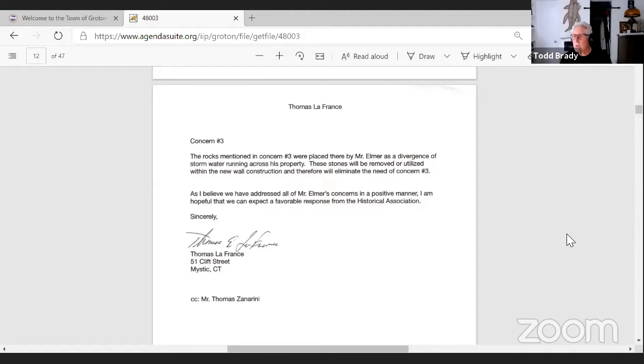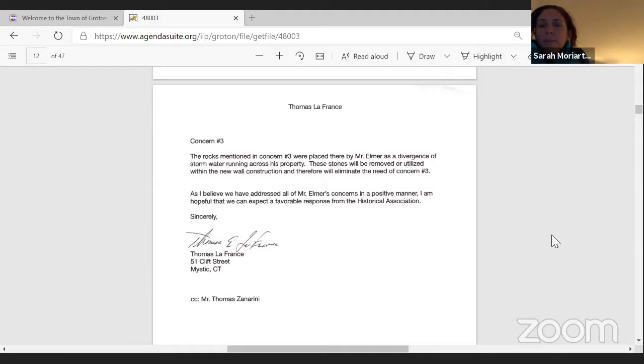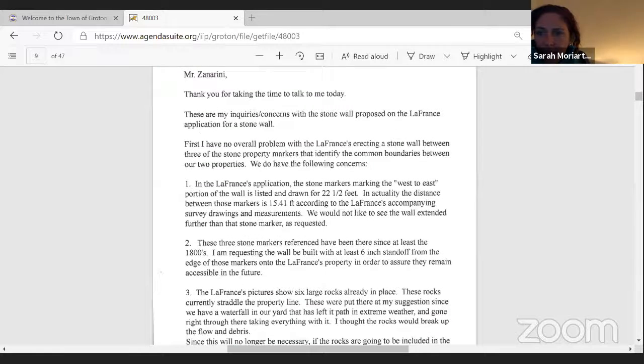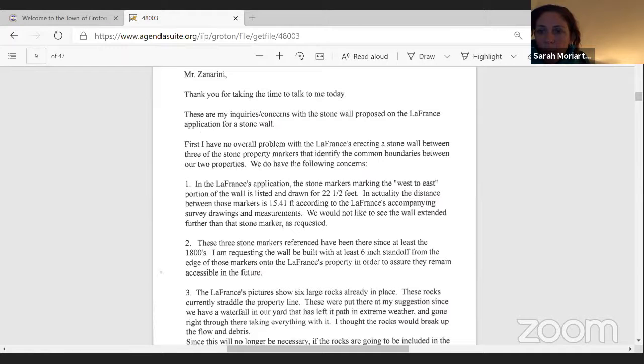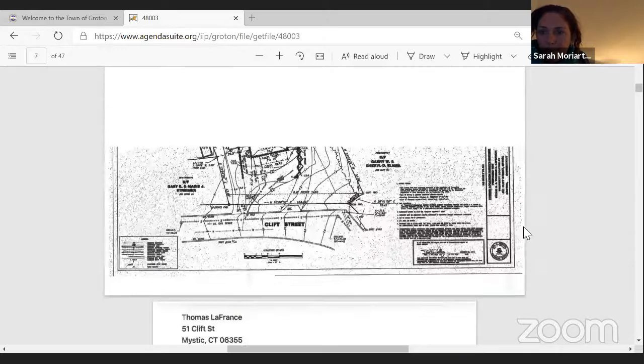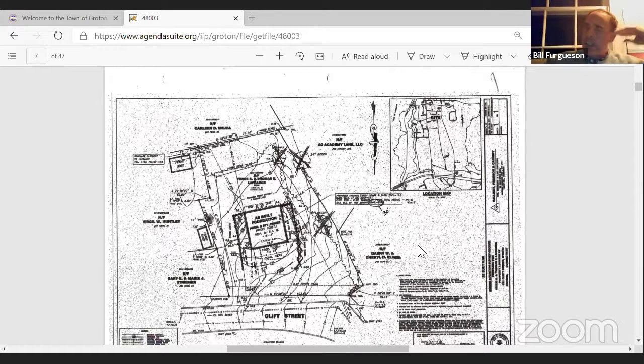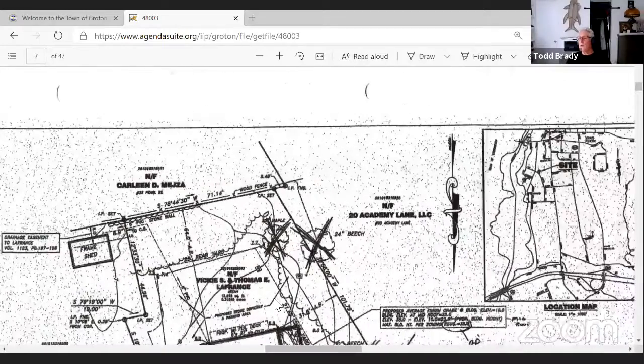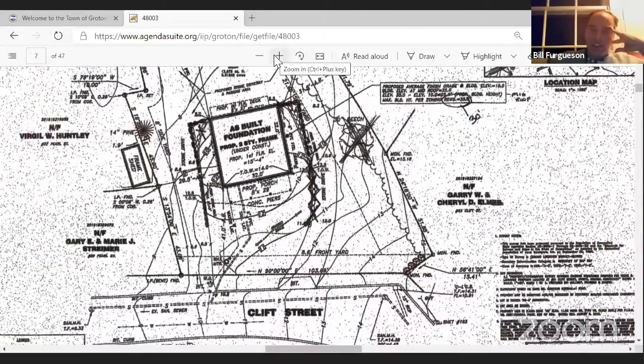Well, what about the measurement differential that they talked about, Mr. LaFrance, in their earlier letter? I think if you go back to Mr. Elmer's first concern, it said that the markers was 15.41. You'd have to go back to the map to look at that. Is my understanding correct that the extra 7 feet goes from the marker to the edge of the curb? That's correct. So that's that extension out to the curb line into the town right-of-way? Yeah. Okay.